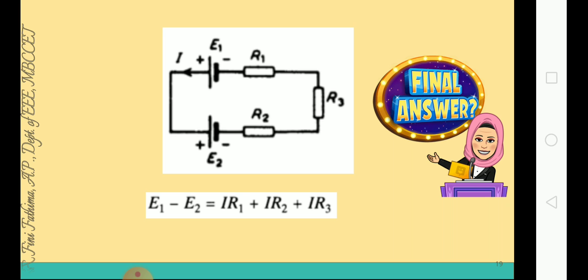I hope you all understood it. So while solving for Kirchhoff's voltage law, we have to assign a positive sign for the voltage sources and a negative sign for the potential drops, and we have to assume a current direction, and we are giving the sign of the leaving end.